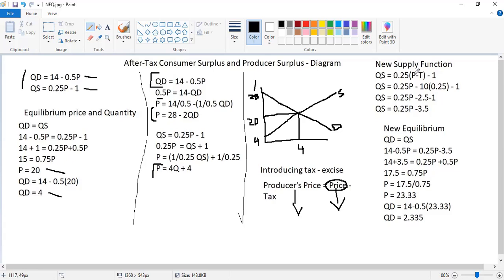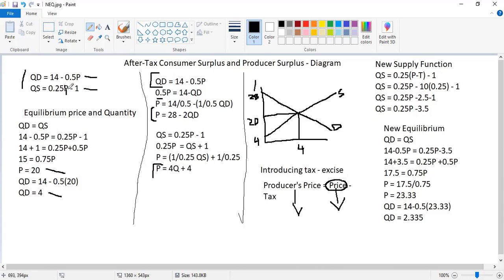So the producer's function is not going to change, it's going to be the same function, but the price will have a tax factor. That's why I'm using this old function here. But the price will no longer be only P, because now the government is sharing it with the producer. So we'll substitute the P here with P minus T.